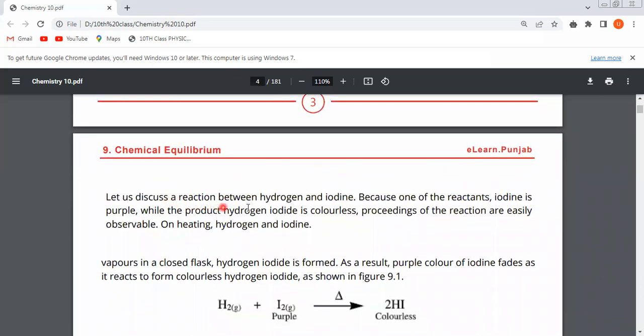Let us discuss the reaction between hydrogen and iodine. One of the reactants, iodine, is purple, while the product, hydrogen iodide, is colorless. The progress of the reaction is easily observable on heating hydrogen and iodine vapors in a closed flask. Hydrogen iodide is formed as a result. The purple color of iodine fades as it reacts to form colorless hydrogen iodide, as shown in the figure.